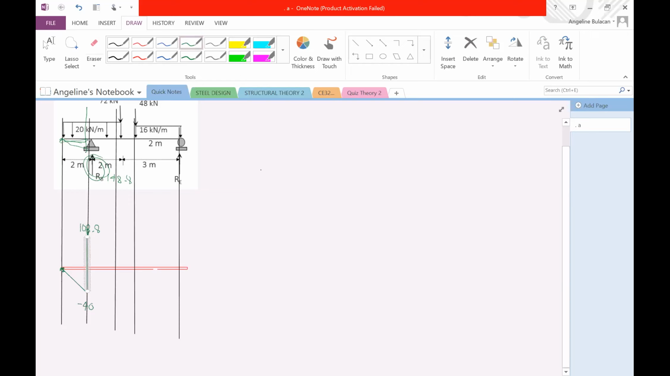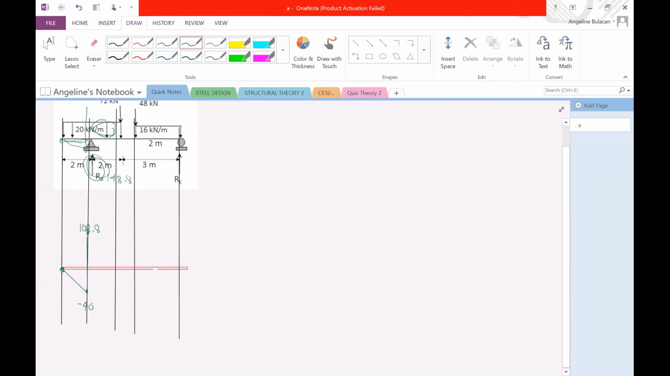Yan. So, nire-represent niya lang yung changes. So, yung 20, nag-cause siya ng gradual change dun sa beam. Tapos, biglang umakyat dahil dun sa 148.8. So, naging 108.8. Tapos, continuous yung 20 kilonewton meter. So, may gradual change ulit siyang pababa. So, yung 108.8, subtract mo yung 20 times 2 ulit. So, magiging 68. So, gradual na pababa. Magiging 68.